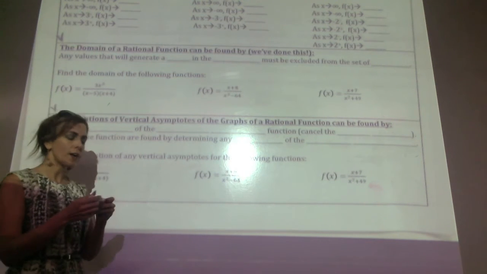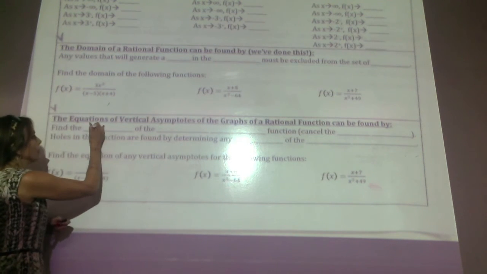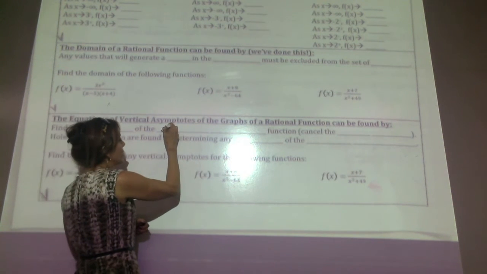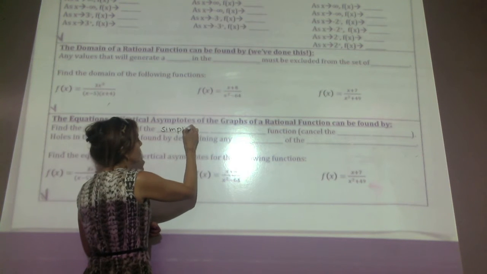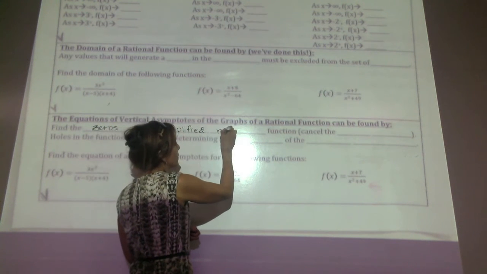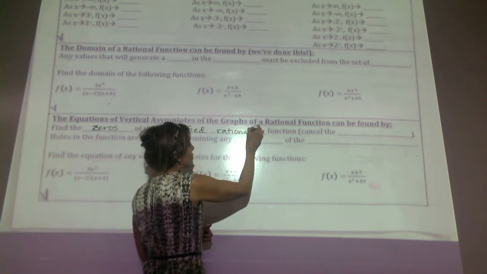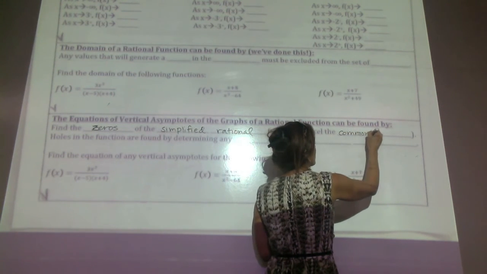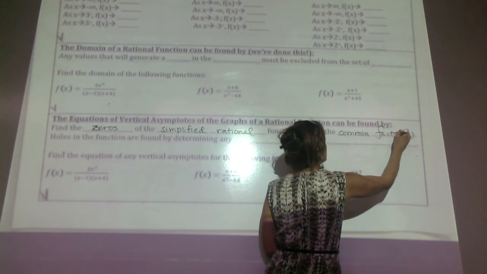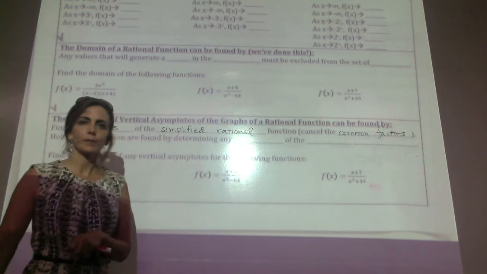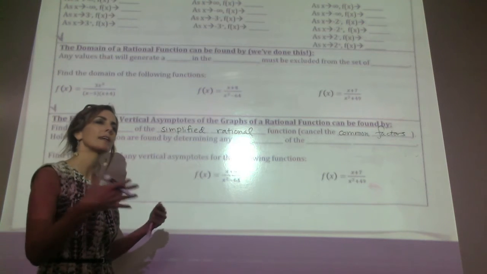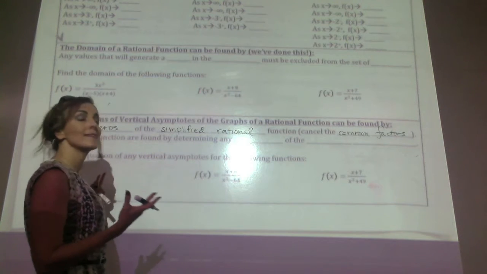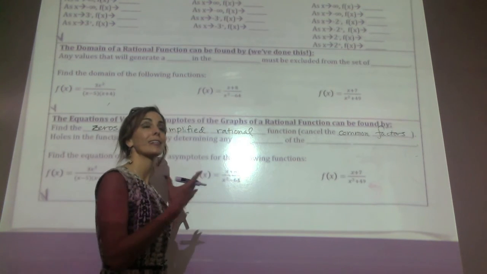Well, if you find the zeros of the simplified rational function, in other words, cancel your common factors, those would be your vertical asymptotes. Okay, so we set anything in the denominator equal to 0 that is not also represented in the numerator.